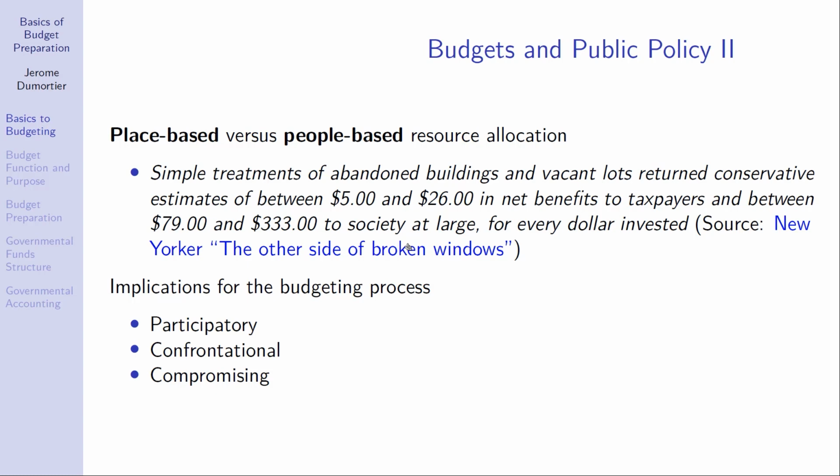This is actually a quote from the New Yorker, and the article is called "The Other Side of Broken Windows." It basically highlights that if cities were to invest $1 of taxpayer money, there could be a return between $5 to $26 in net benefits to taxpayers, and between $79 and $333 to society at large. And that investment would consist of treating abandoned buildings and vacant lots.